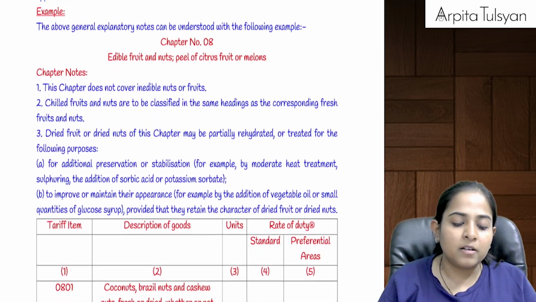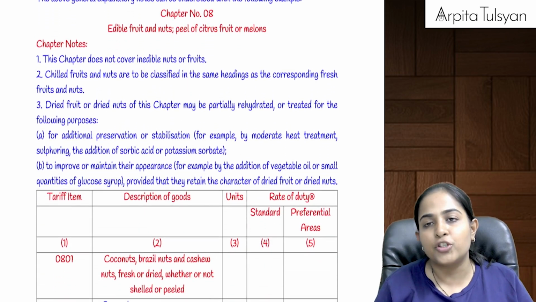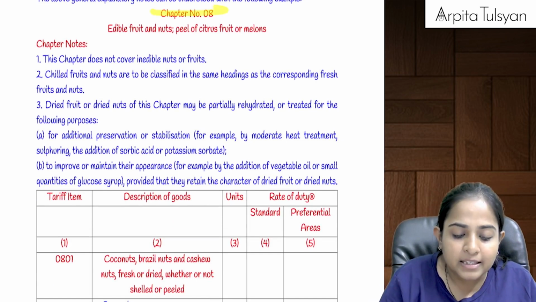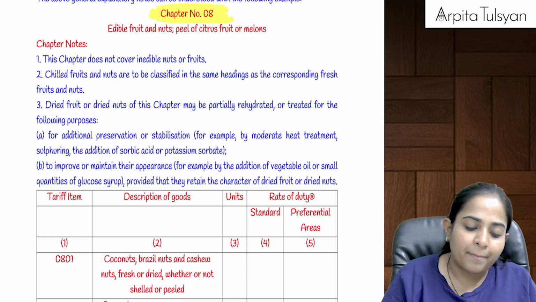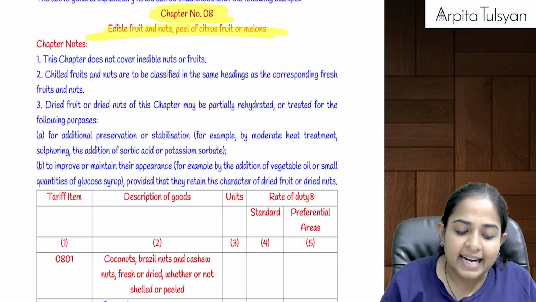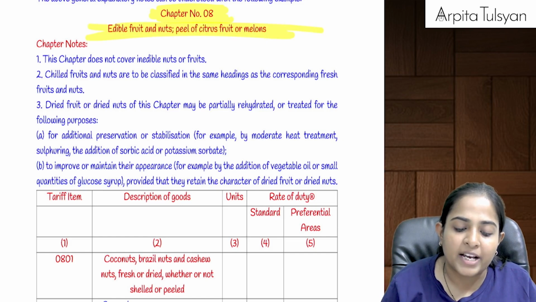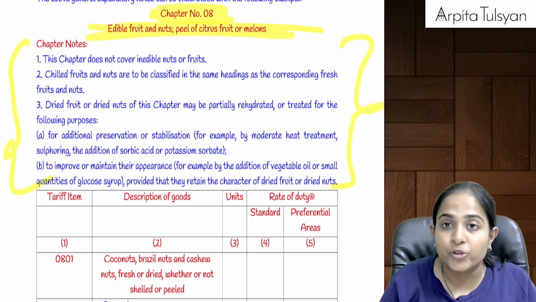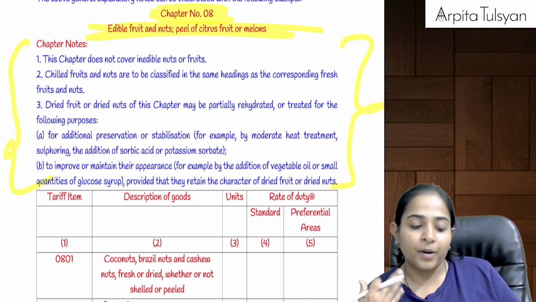Now see here, I will give you a few terms which you can use for the purpose of interpretation. This is just an example. This is the chapter number, 08, the first 2 digits of 8. Then this is the title, edible fruits and nuts, peel of citrus fruits or melons. Then there are certain chapter notes. These chapter notes will be used for the purpose of interpretation.